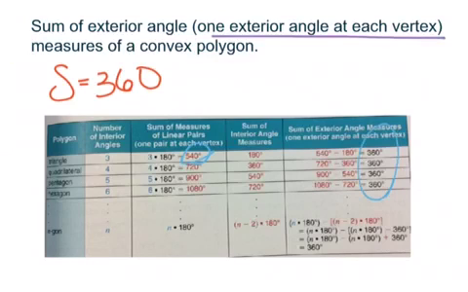All right. So the sum of the exterior angle measures of a convex polygon will always equal 360. Okay. When we're just talking about one exterior angle at each vertex.